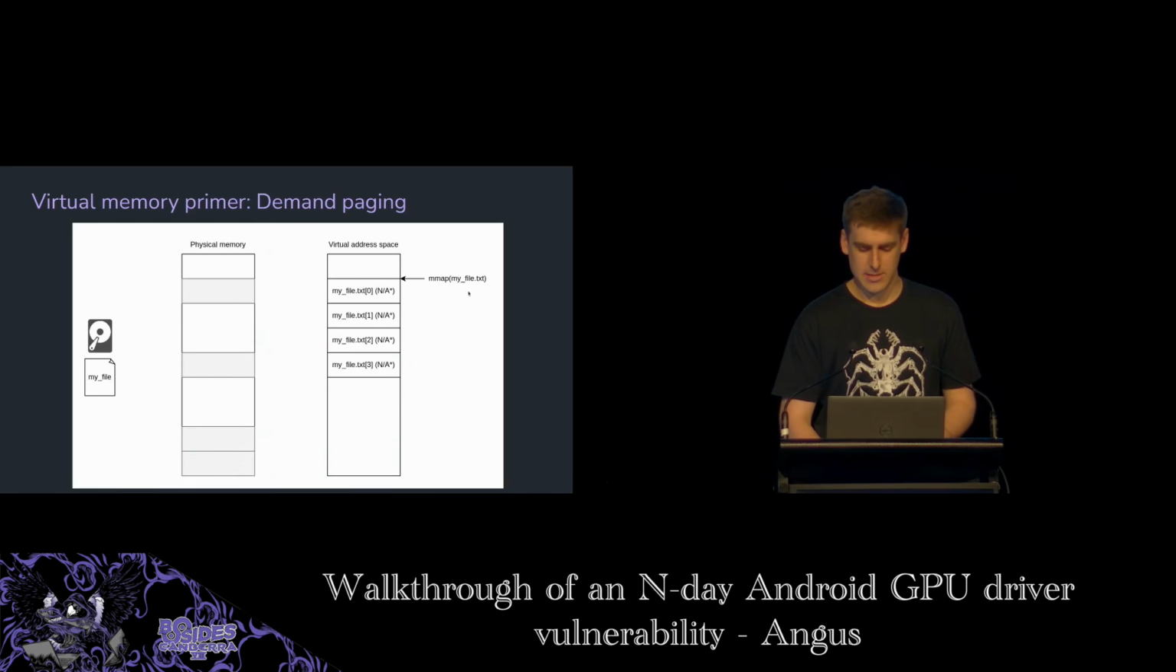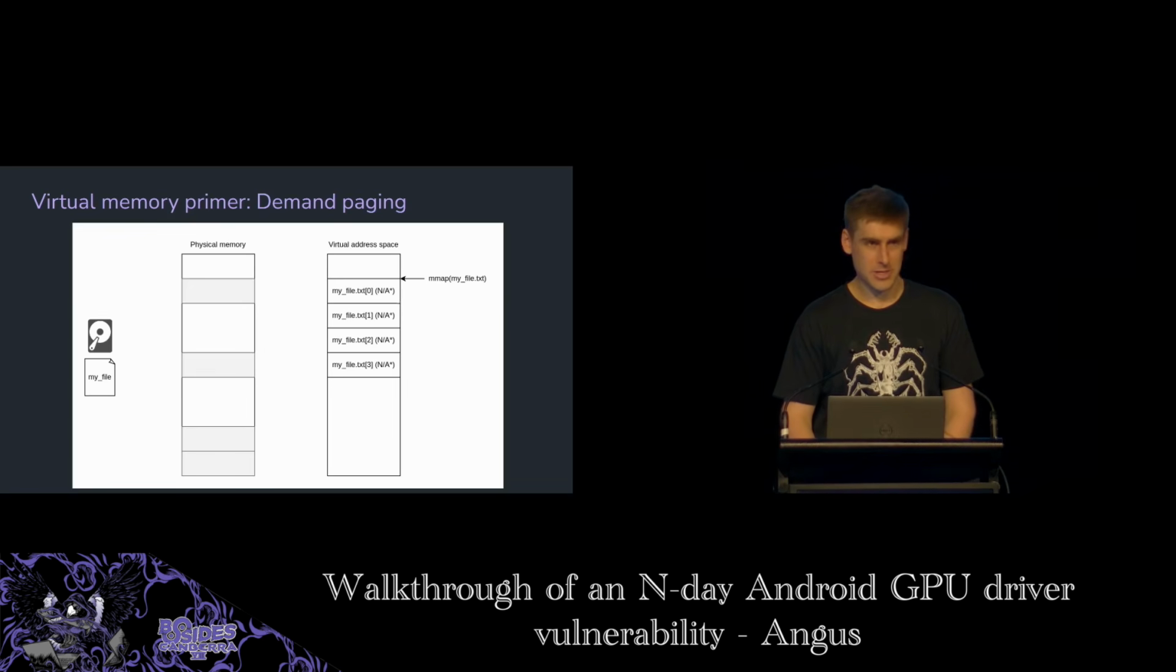Instead, what happens is when you map a file into your address space, the kernel will store some metadata saying that that address space is reserved for that file, but it won't actually set up a mapping. You see here I've just written NA, not accessible, with a little star saying that the kernel knows that it is, but it's not at the moment.